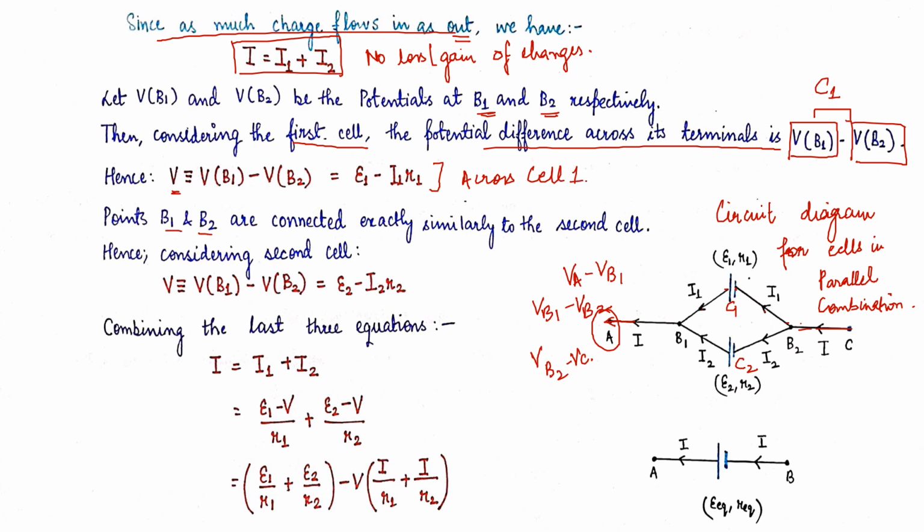Points B1 and B2 are connected exactly similarly to the second cell also. Hence, considering the second cell, we will have V equivalent to V of B1 minus V of B2, that is equivalent to E2 minus I2 R2, across the cell 2.